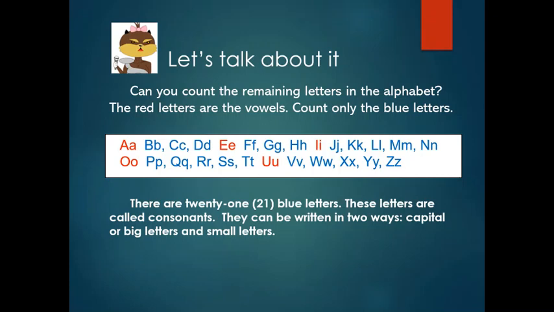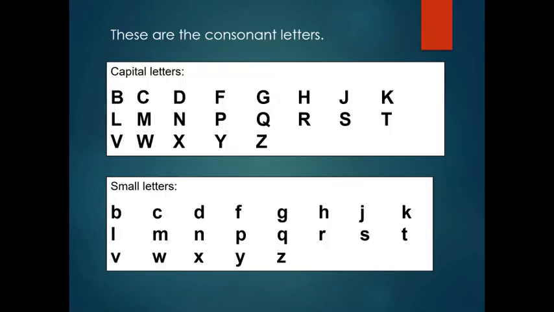These letters are called consonants. They can be written in 2 ways, capital or big letters and small letters. Again, how many consonant letters are there? Yes, 21 consonant letters. Very good. These are the consonant letters.